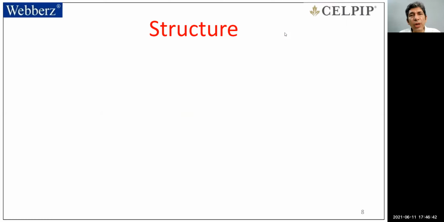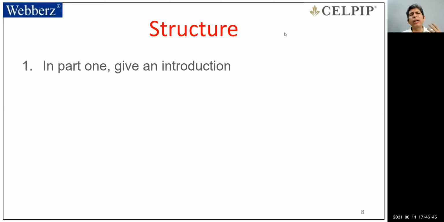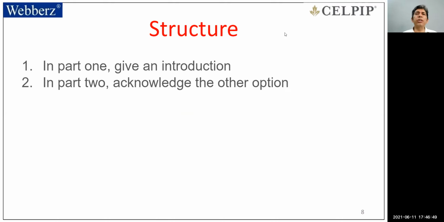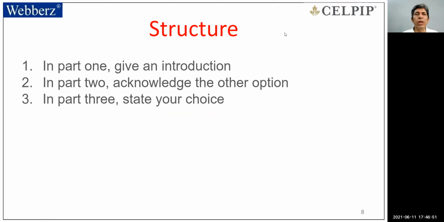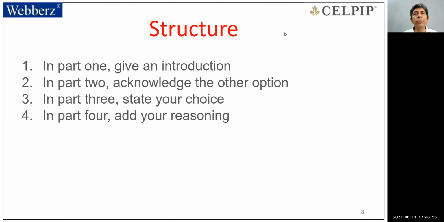Now let us see the structure once again. In the first paragraph, I give some introduction. So I'm going to give you a lot of tips on this. In part 2, I'm going to acknowledge the other option. In part 3, I'm going to state my choice. In part 4, I'm going to give a reasoning for my choice. And in part 5, I will close the topic.